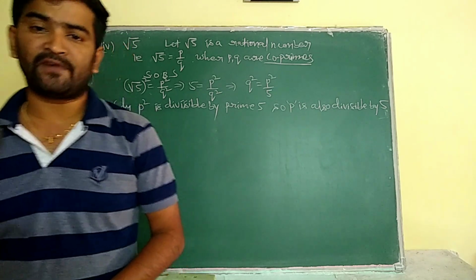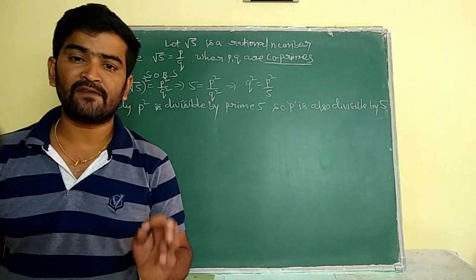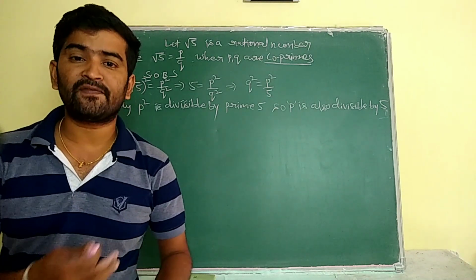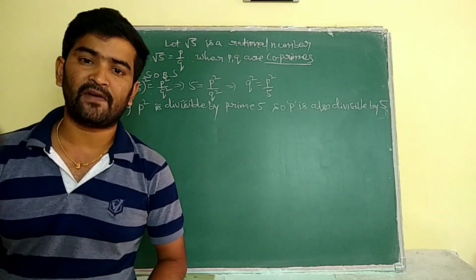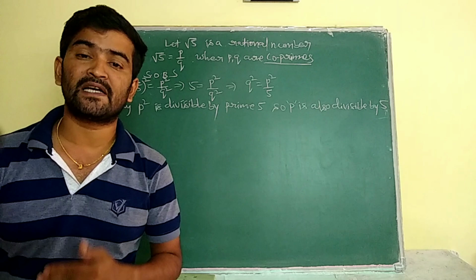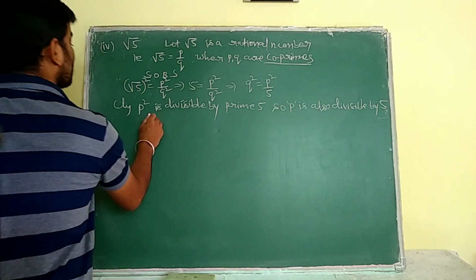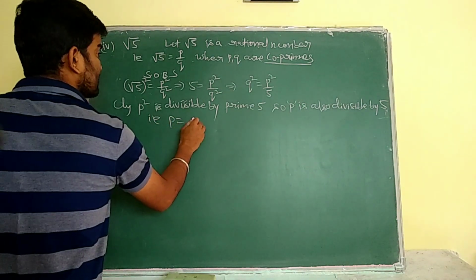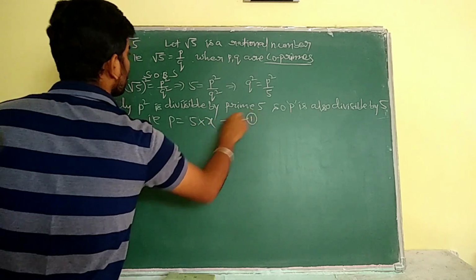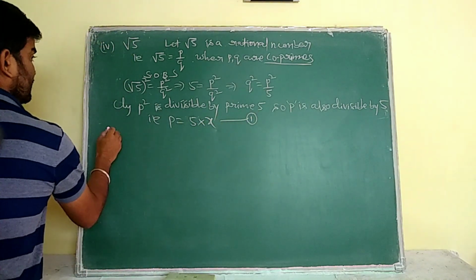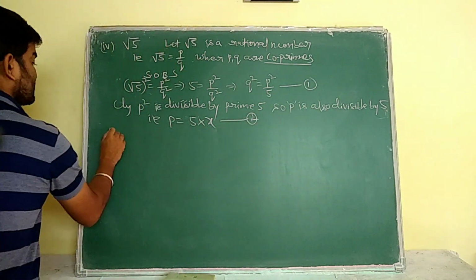If p is divisible by 5, it means p can be expressed as 5 into something. For example, 25 is divisible by 5, so 25 is expressed as 5 into some value. And 35 is divisible by 5, so 35 is also expressed as 5 into some value. Similarly, here p is divisible by 5, so p is equal to 5 into x. Let us call this 1. Sorry, let the first equation be 1 and this be 2.